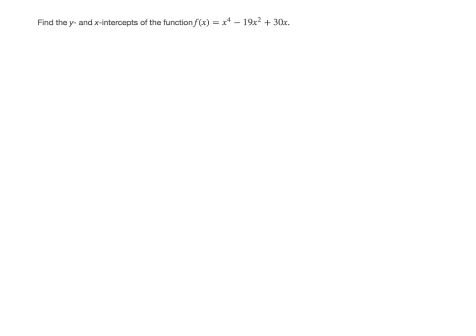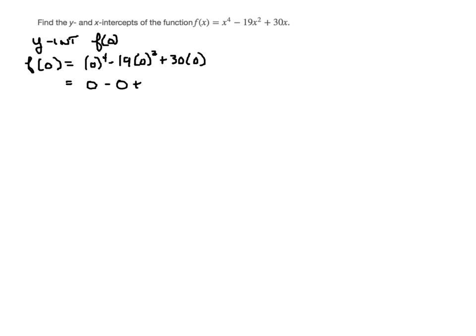Okay, find the x and y intercepts. So same thing here. We'll start with the y intercepts since those are quite simple to find. So for the y intercept, you're going to plug in 0 for x. So f of 0 equals 0 to the 4th minus 19 times 0 squared plus 30 times 0. 0 minus 0 plus 0 is 0.